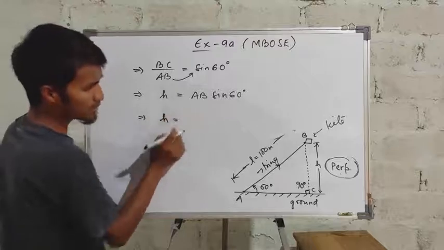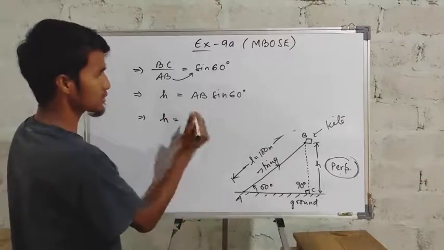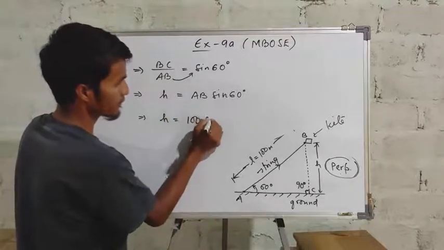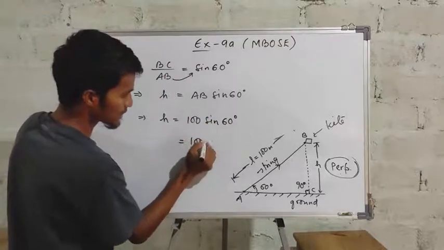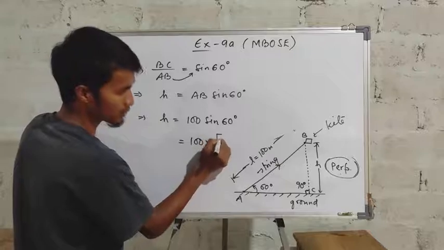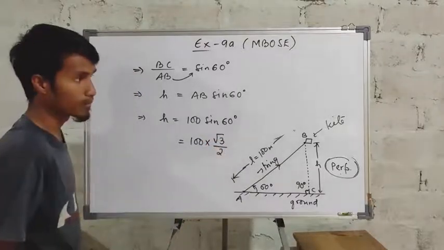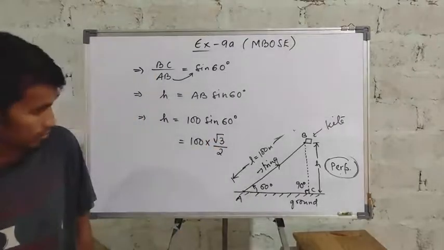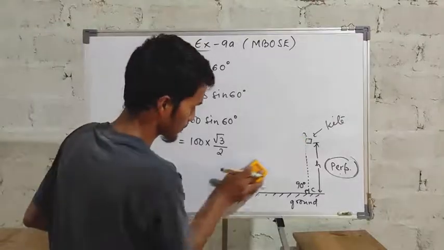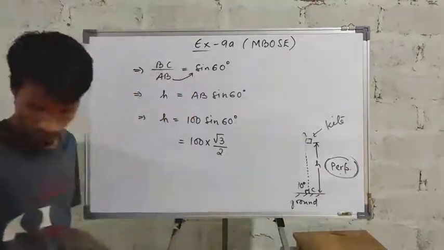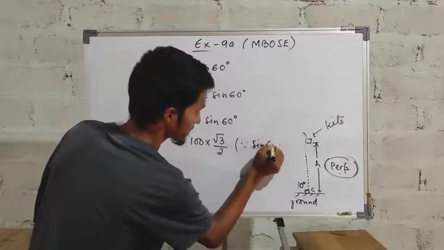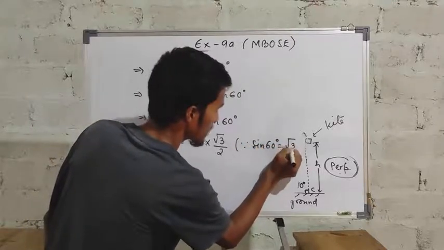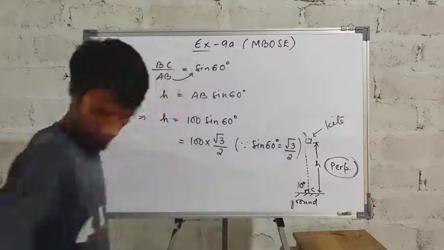Then h. Now AB is equal to how much? From this figure, AB is equal to 100 sine 60 degrees. Then what's the value of sine 60? Sine 60 is root 3 by 2. I'll write this down, since sine 60 is equal to root 3 by 2.